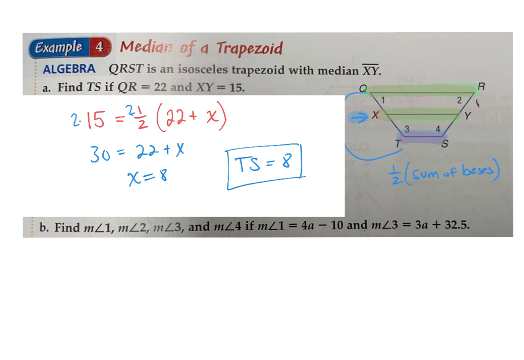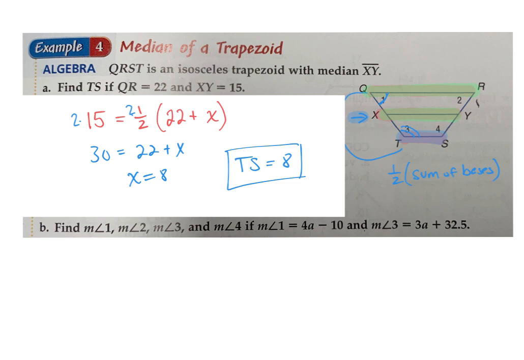And then measure 1, 2, 3, and 4. If the measure of 1 is 4a minus 10, and the measure of 3 is 3a plus 32.5. And so we're going to look at our base angles here. So they've given us 1 and they've given us 3. All right, 1 and 3. Now this is a quadrilateral, so they've given us 1 and they've given us 3. It is a quadrilateral.